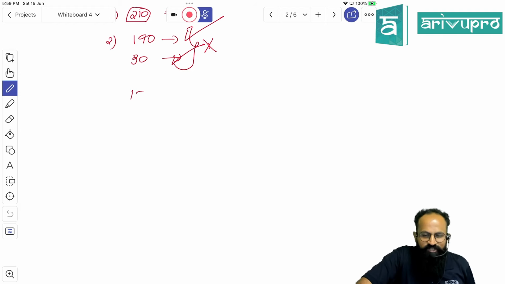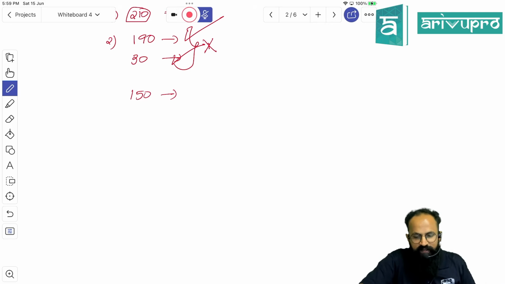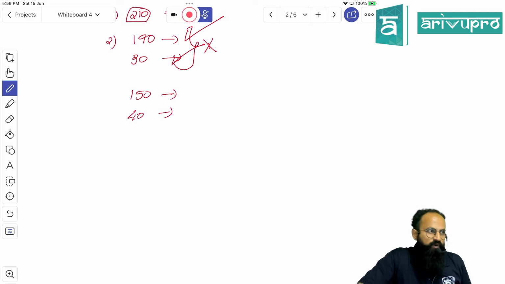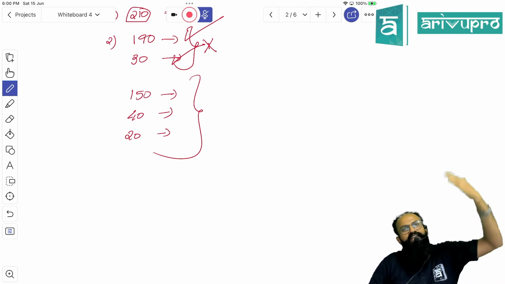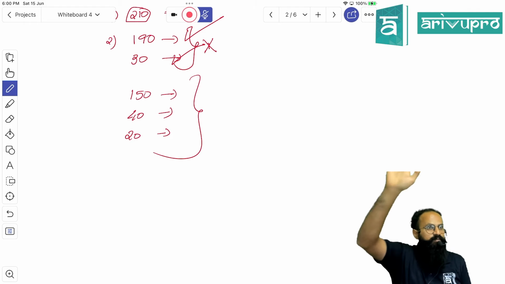The company wants to issue equity shares to 150 people. They want to issue preference shares to 40 people. They want to issue debentures to 20 people. Combined, is it possible? How many of you think it is possible? How many of you think it is not possible?